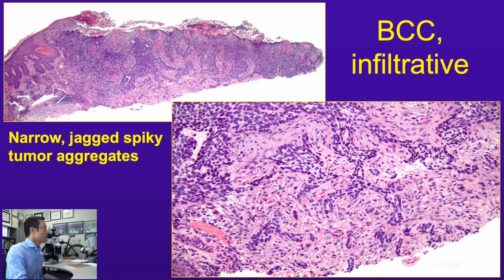As the name implies, infiltrative BCC is characterized by infiltrative or narrow, jagged, or spiky tumor aggregates. And sometimes the peripheral palisading and the clefting, the mucin, may not be quite as prominent as in the other subtypes. But when that happens, just take a step back and say, is this tumor purple or is it pink? If it's purple, it's probably BCC.